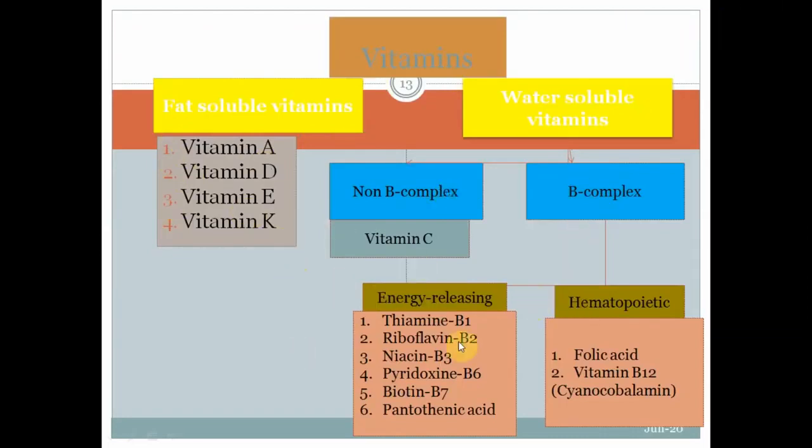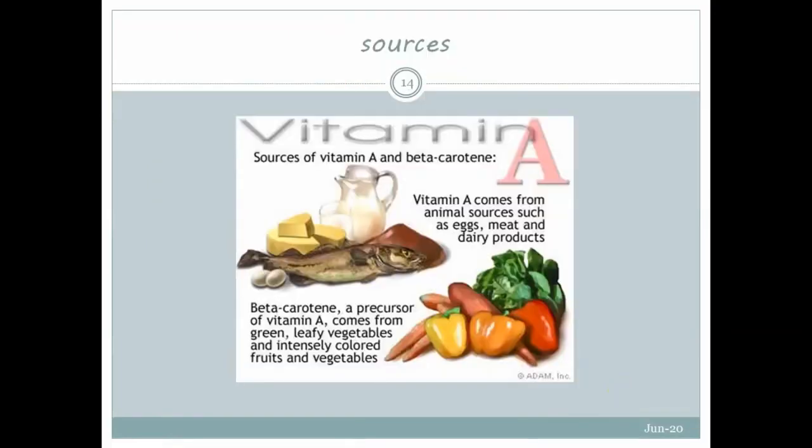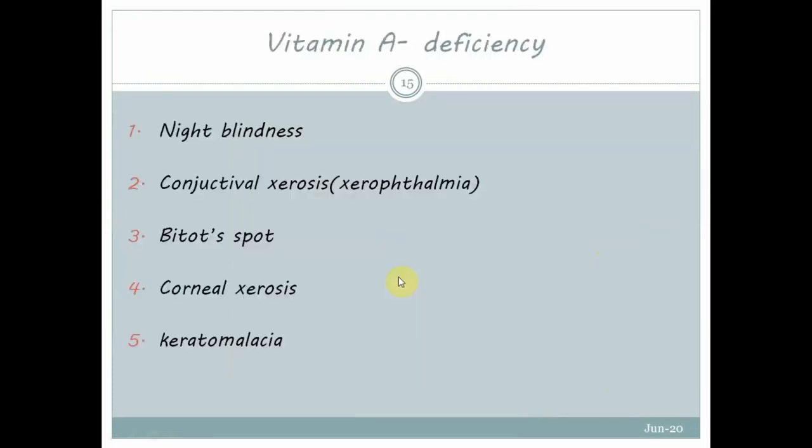So let's see the classification of vitamins: fat soluble A, D, E, K and water soluble B complex and C. Within B, there are various categories: B1, B2, B3, B6, B7, pantothenic acid, B9, B12, which is cyanocobalamin. Vitamin A, its sources we know: egg, meat and dairy products. Beta carotene is also a precursor of vitamin A. These are the deficiencies: night blindness, conjunctival xerosis, Bitot's spots, corneal xerosis and keratomalacia.